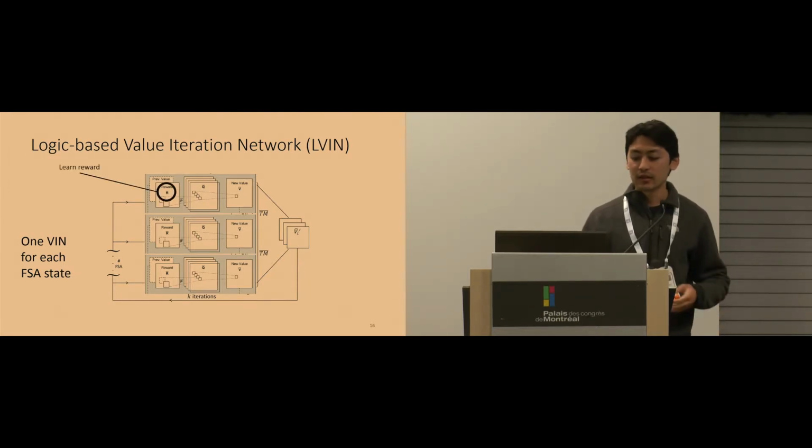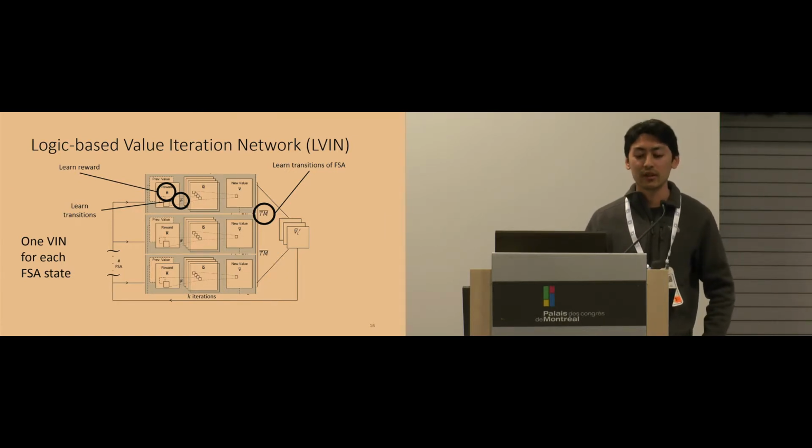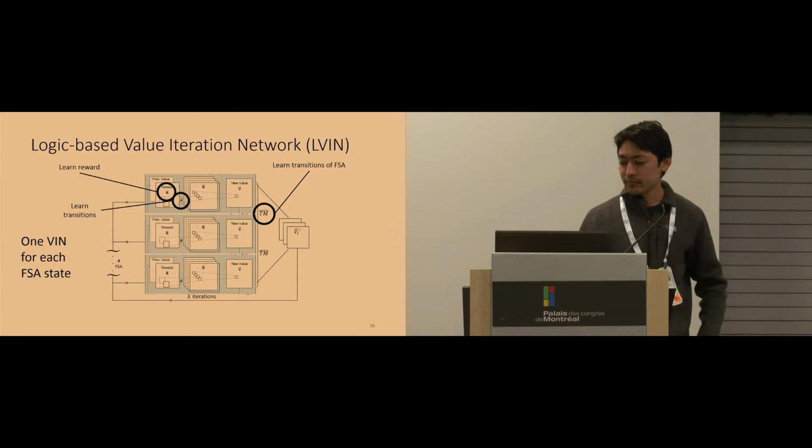So this lets us learn the reward function and transition function for each FSA state separately. And then in addition to that, we also apply a second convolution afterwards. This convolution is based off of the transitions of the FSA, and this lets us learn the transitions of the FSA in the same way that the transitions of the low-level environment are learned. There are more details to this, and if you're interested, please come talk to me.